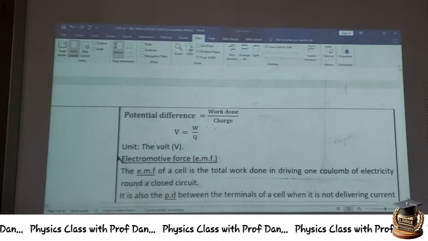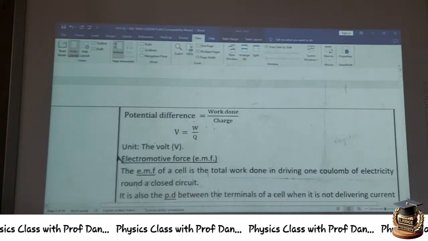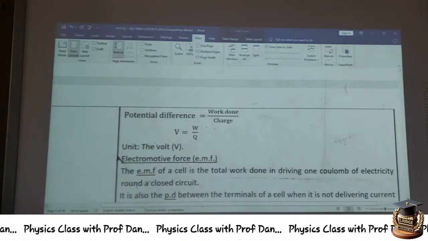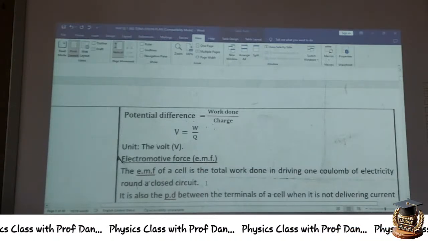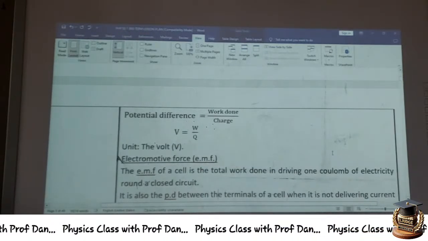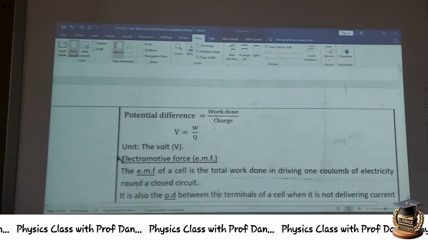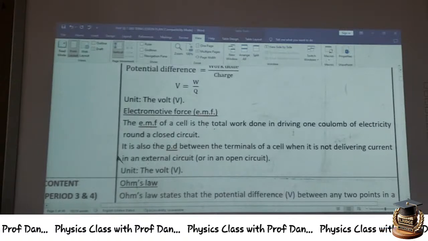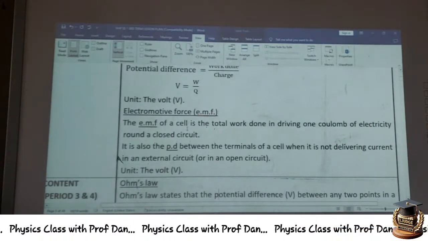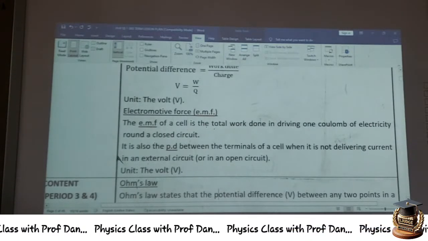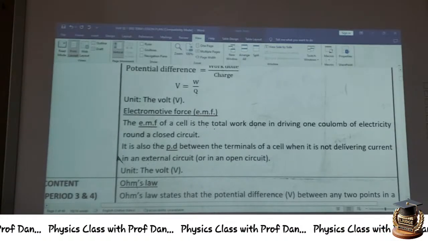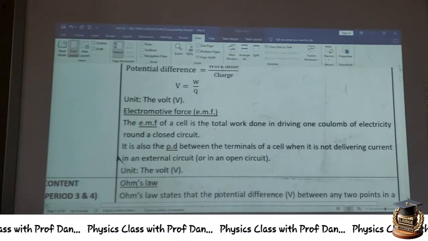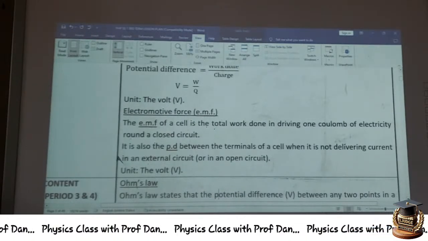Let's also look at electromotive force, EMF. The EMF of a cell is the total work done in driving one coulomb of electricity round a closed circuit. So the work done in driving one coulomb of electricity, or charge, around a closed circuit is called EMF.